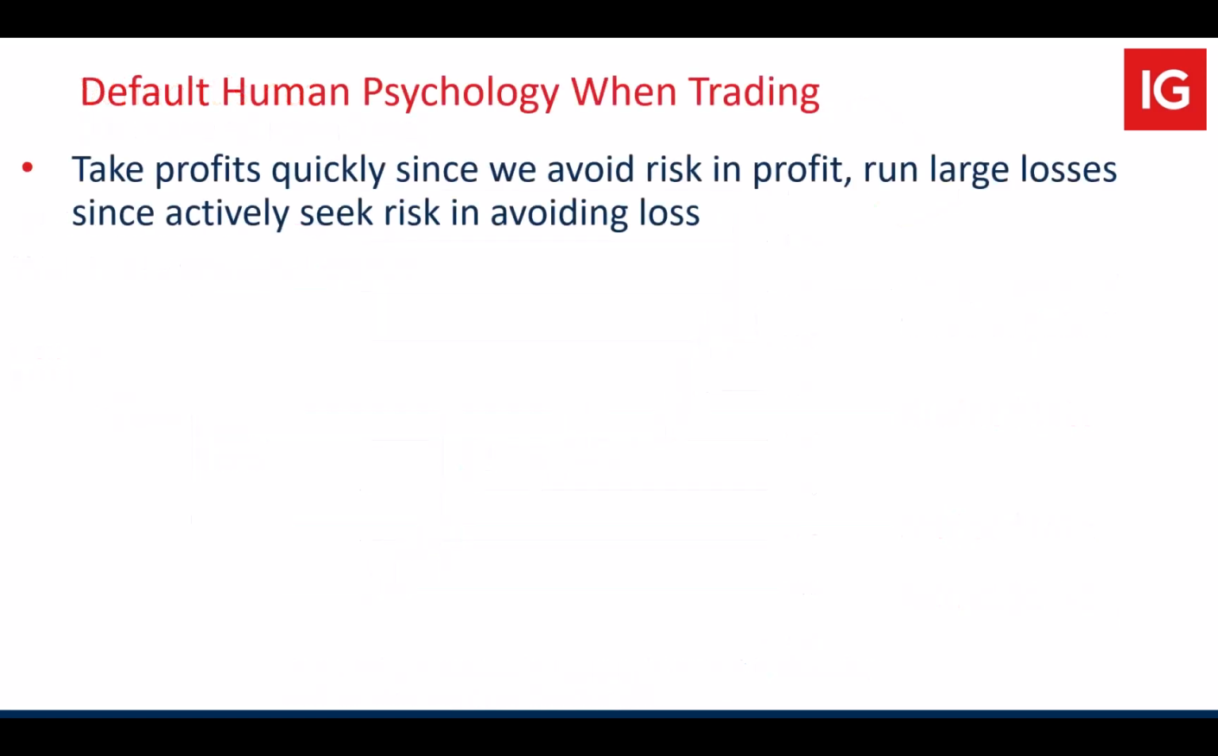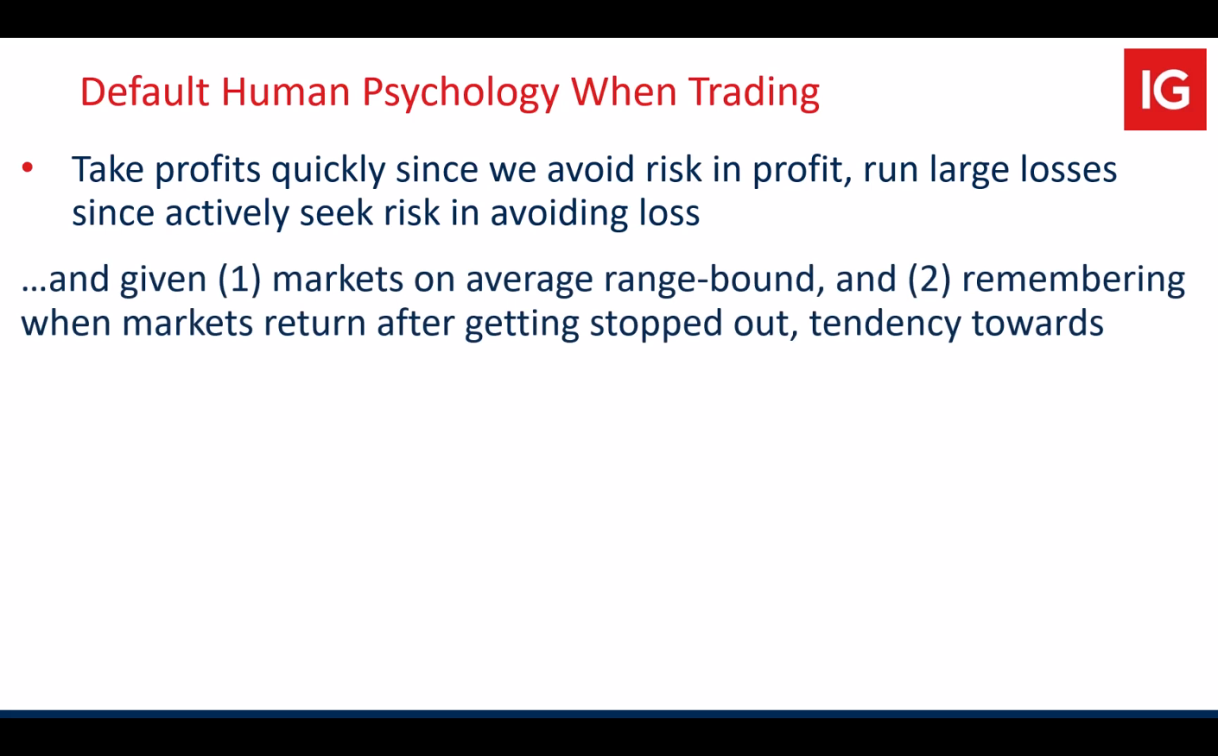So default human psychology when trading: we have a tendency to take profits quickly since we avoid risk in profit. We run large losses since we're actively seeking risk when avoiding a loss. And given markets on average are range bound. Now, I want to clarify this, that I'm not saying markets are always going to come back. They could jump to a new zone, but on average, you're seeing oscillatory movement.